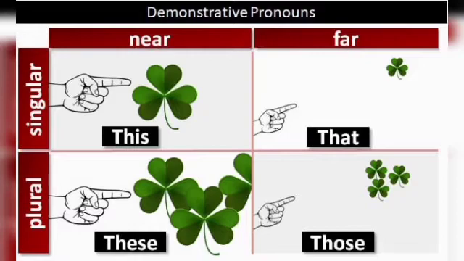So these are the 4 words which are very common examples of demonstrative pronouns. I hope this is clear. So once again I will revise with you. For singular demonstrative pronouns we use this and that, and for plural demonstrative pronouns we use these and those.